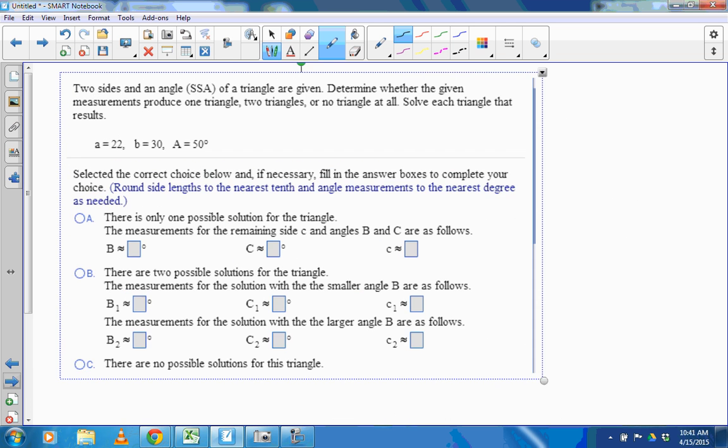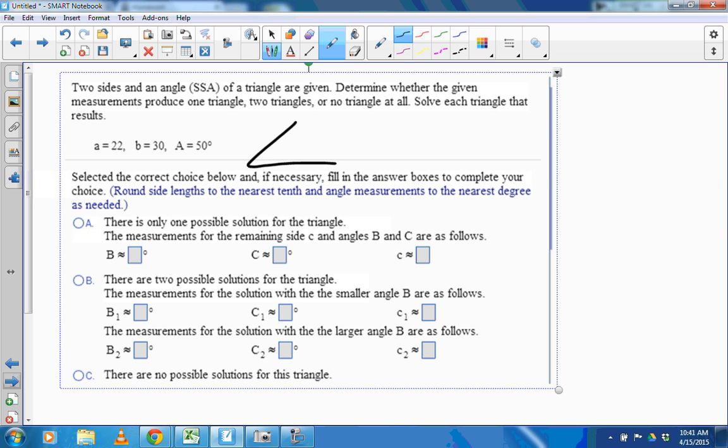All right, let's see how many triangles we're going to have this time. All right, so that's the 50-degree angle. This is 22. This is 30. All right, now tell me what you think here. Now the smaller side's opposite of the angle. You got to find the height.